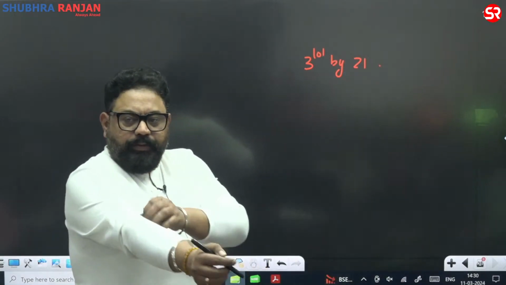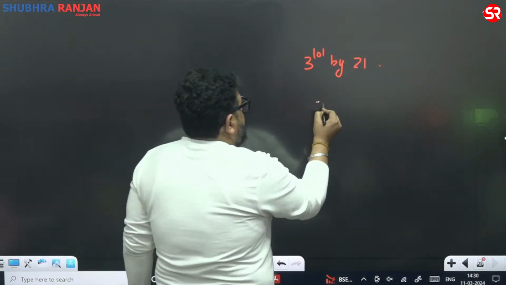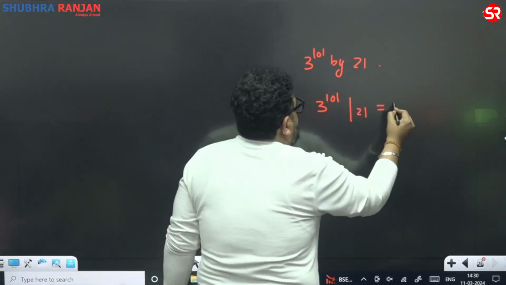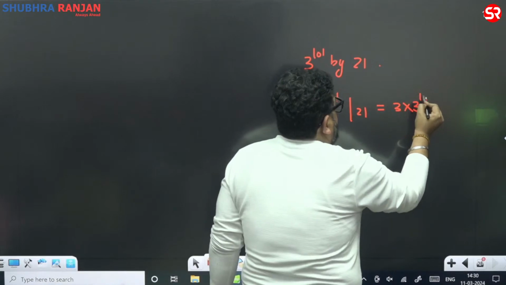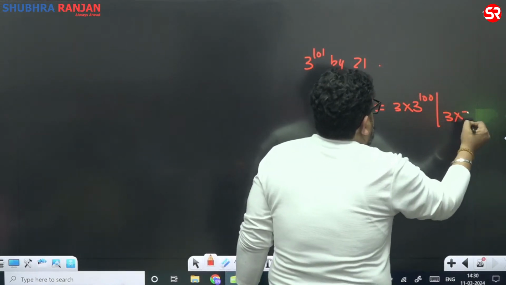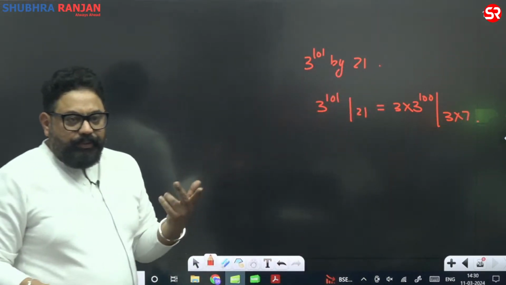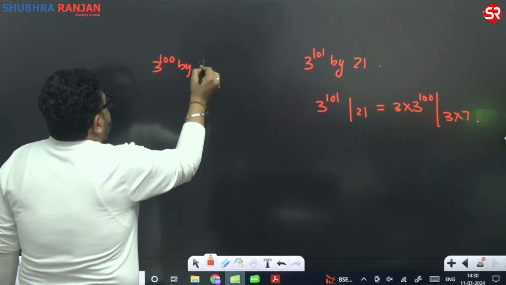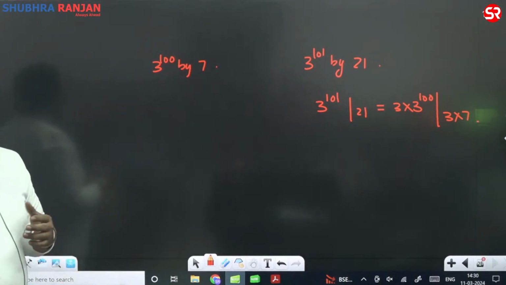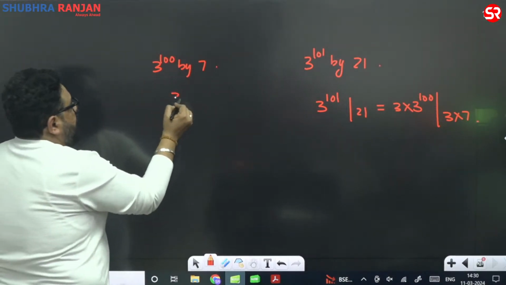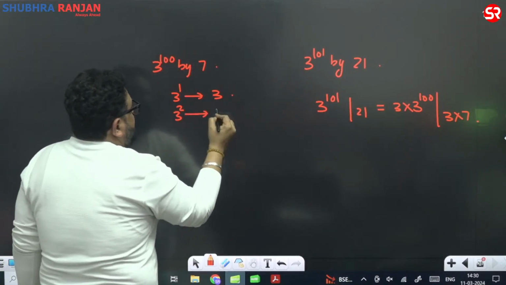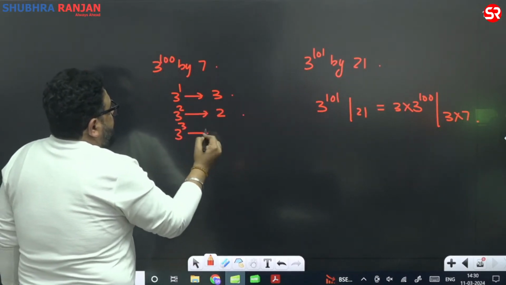Done. So again, guys, 3 to the power 101 divided by 21 is equal to 3 into 3 की power 100 divided by 3 into 7. Cancel off factor 3 both sides. So you're left with 3 to the power 100 by 7. Alright. So now let's solve it. 3 to the power 1 leaves you remainder 3. 3 to the power 2 is 9, leaves you remainder 2. 3 to the power 3 is 6.